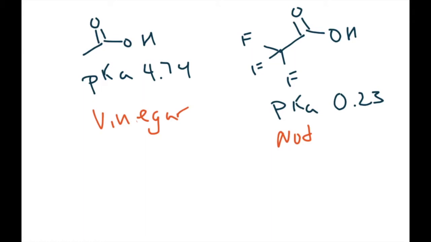Trifluoroacetic acid, definitely not. So the difference between 4.74 and 0.23 is roughly about 10 to the 4th times as acidic. So remember, pKa is a logarithmic scale, so every number is a factor of 10. So trifluoroacetic acid is about 10,000 times more acidic than acetic acid.